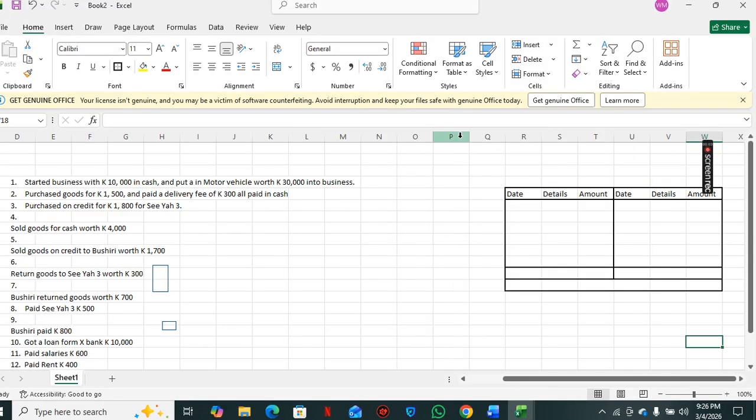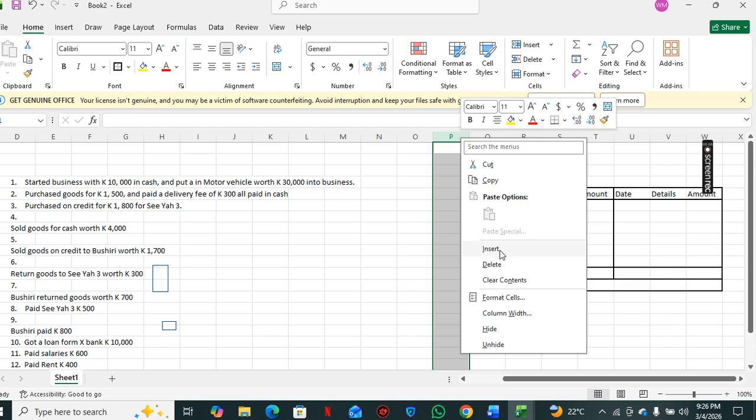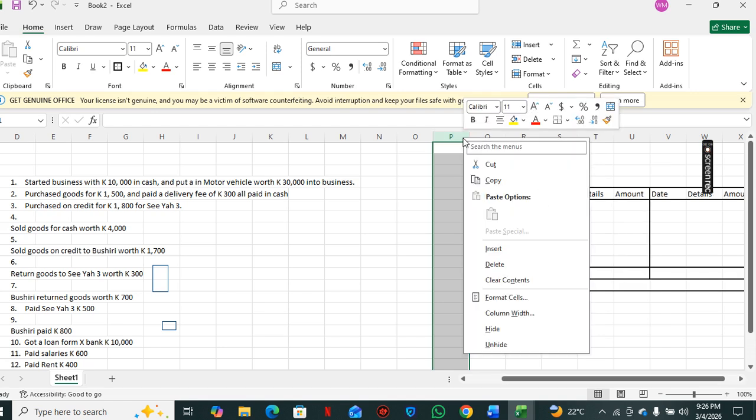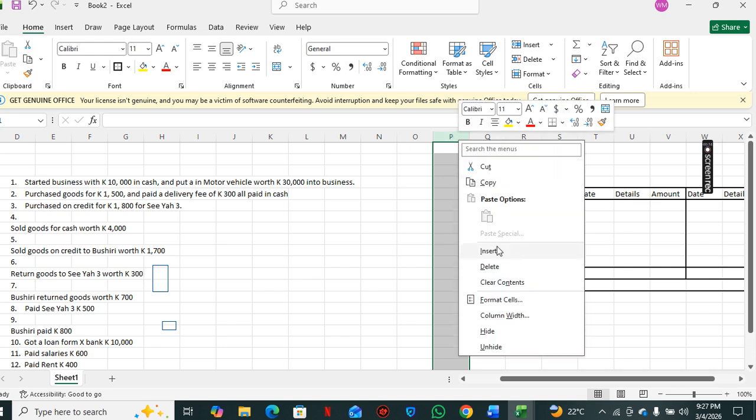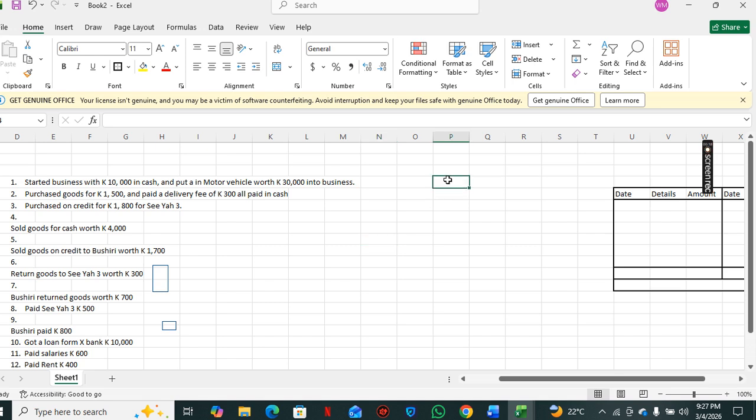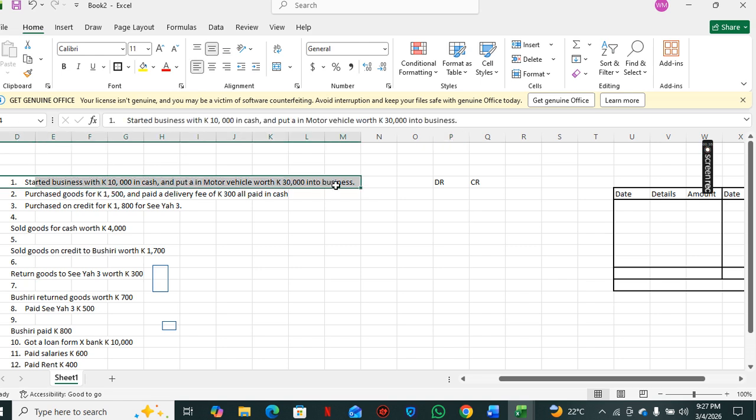After you record the transactions, you post them to the ledger, or the T account. So we have these transactions here. On the first, started a business with 10,000 in cash and put in a motor vehicle worth 30,000 into the business. As I said, always the first thing you need to do is ask yourself, what is going on here? So this person is starting up a business.